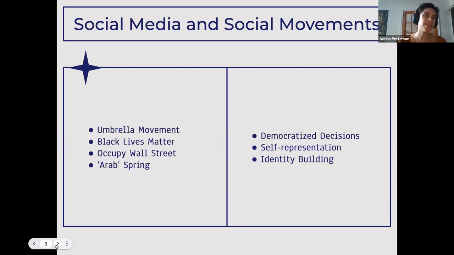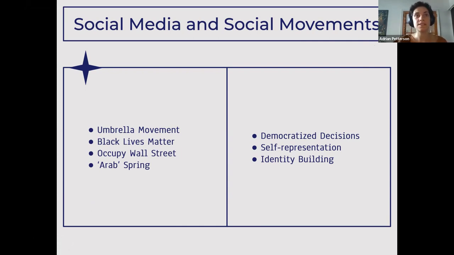Some of the most important ways that social media was used in these movements: democratize decisions, especially in something that seems like a grassroots movement, since there's no localized leader that can come out in the front, it's more distributed. Democratized decisions is really important. So using social media to get a general consensus has been key in these movements. Self-representation is also really important, and I'll talk a little bit about that after this.